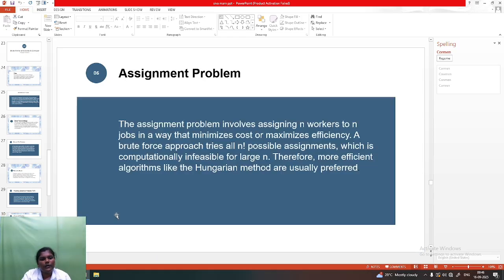Assignment problem. The assignment problem involves assigning workers to jobs in a way that minimizes cost or maximizes efficiency. A brute force approach checks n! possible assignments, which is computationally infeasible for large n. Therefore, more efficient algorithms like the Hungarian method are usually preferred.